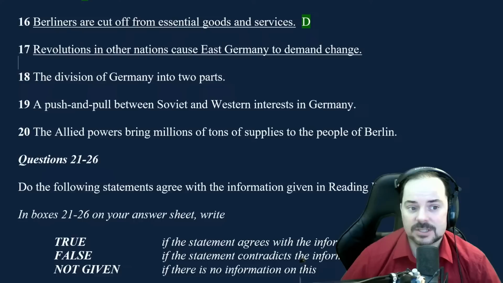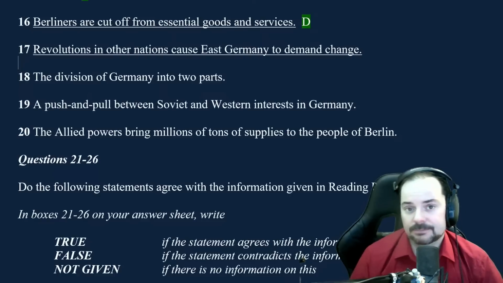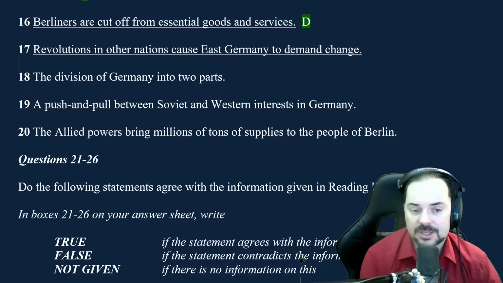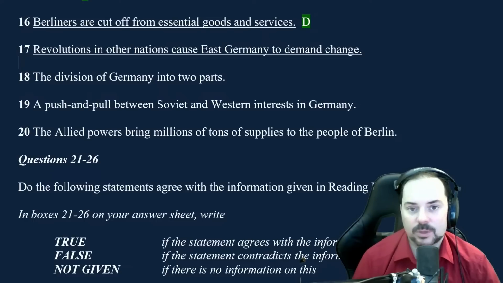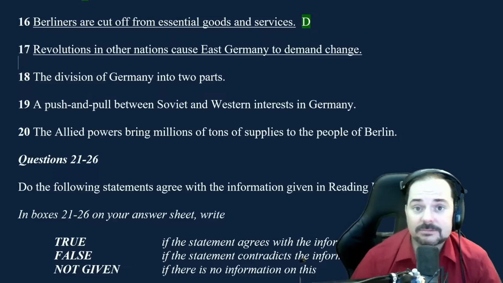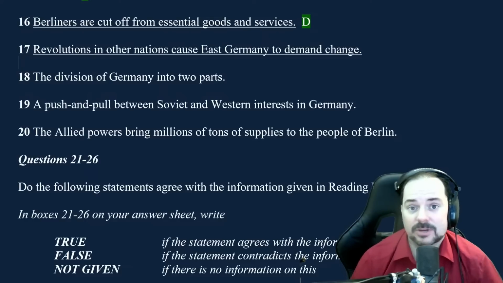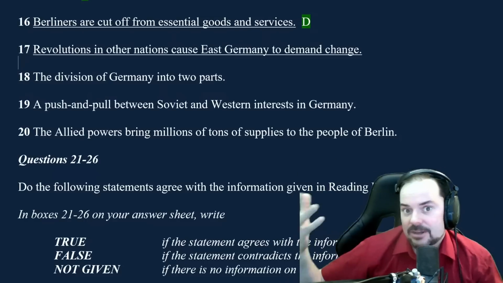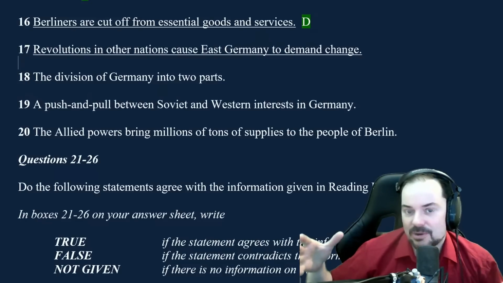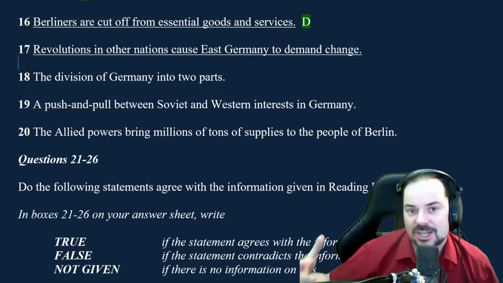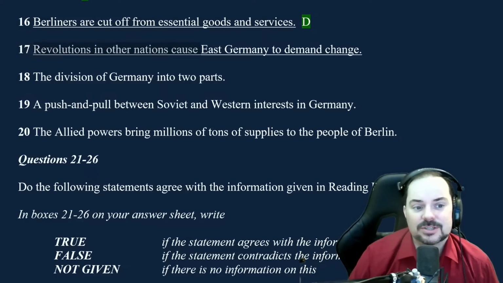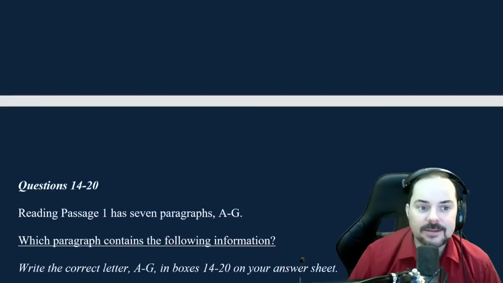So revolutions in other nations cause East Germany to demand change. If we're talking about the history of Berlin and Germany in the 20th century, when do you think this is happening? At the start, in the middle, or the end? Somewhere at the end. It makes sense, right? That's kind of the climax of the story. Change happens, right? There's a situation, there's a problem, there's some kind of a conflict, a solution, and change happens. So when you see revolutions cause East Germany to demand change, it makes sense that it's somewhere near the end. Yeah, absolutely.